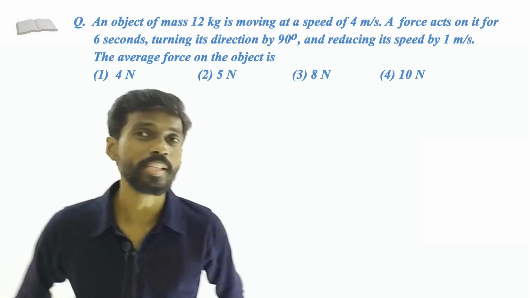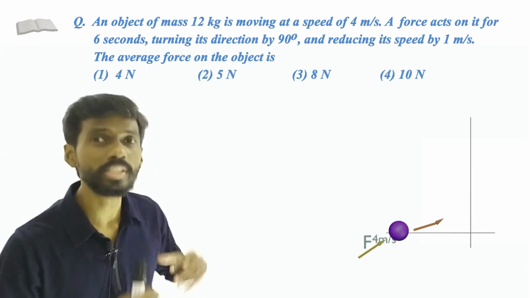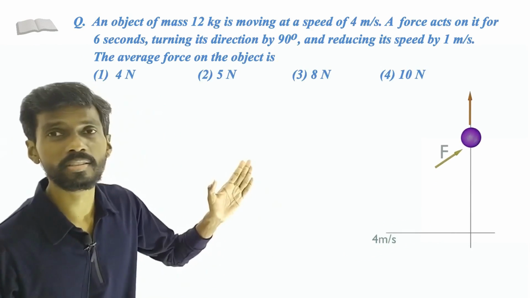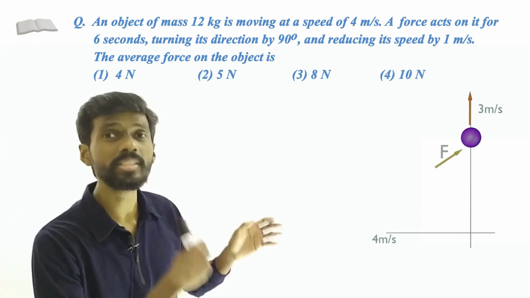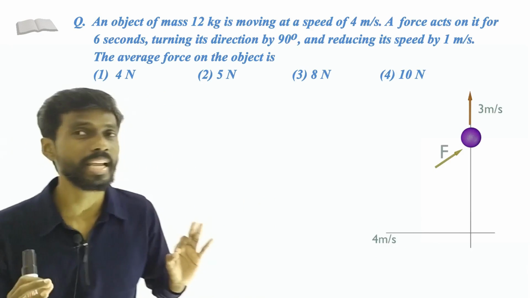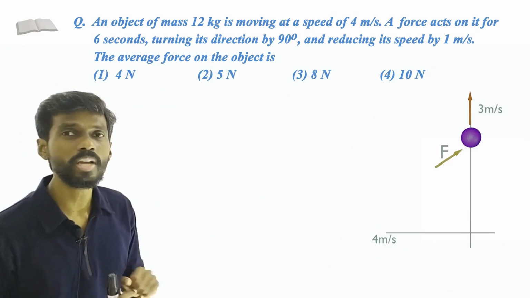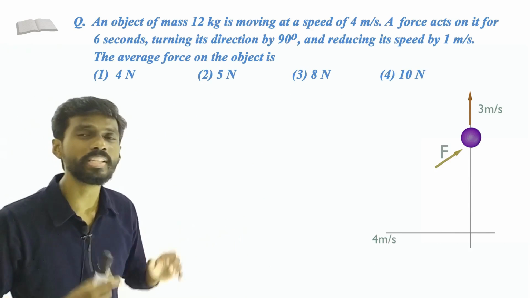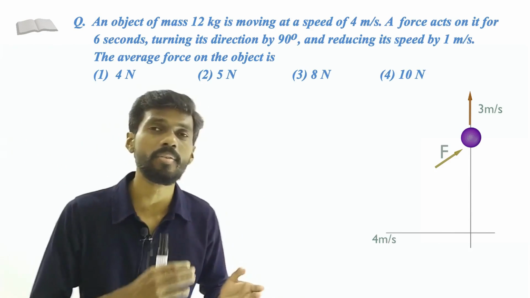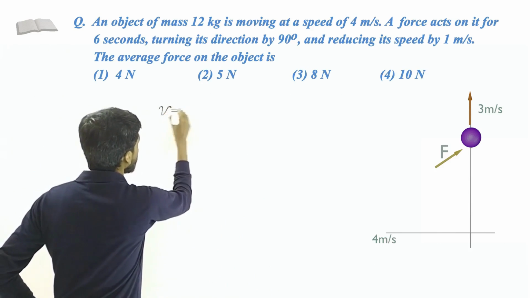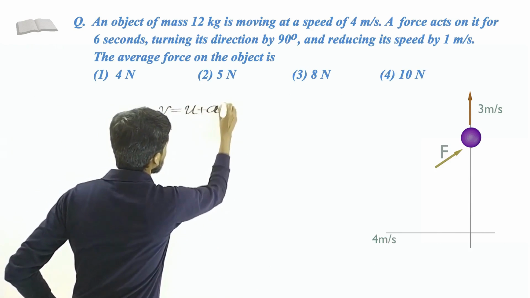Here an object is moving at a speed of 4 meter per second and a force is applied, so the speed of the object is reduced. Not only that, the direction also changes to the perpendicular direction. So the directions are different in these two cases, and we have to use the vector form, not the scalar form. The final velocity and initial velocity are known in vector form, and then we can find the acceleration. The formula that relates the initial and final velocities is v equals u plus at.